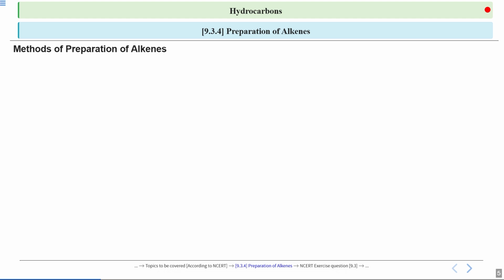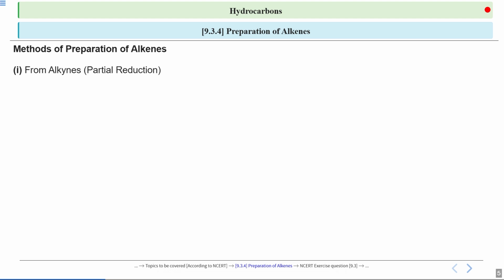Alkenes are hydrocarbons with at least one double bond within their structure. They are important in the chemical industry for producing polymers and other chemicals. So it is very important to learn their preparation methods.